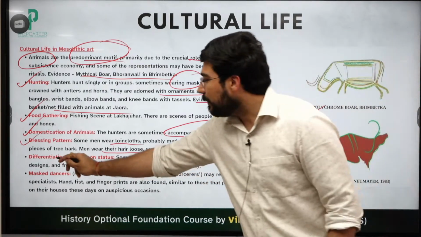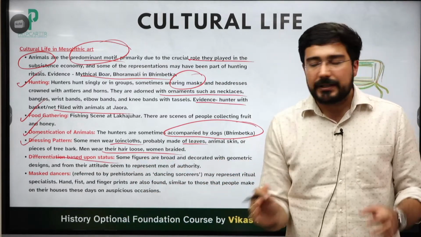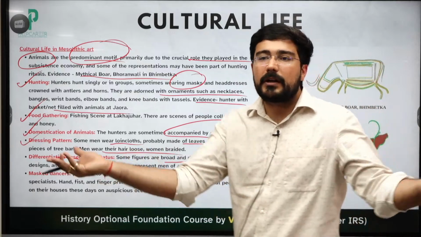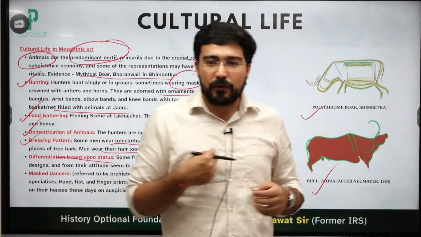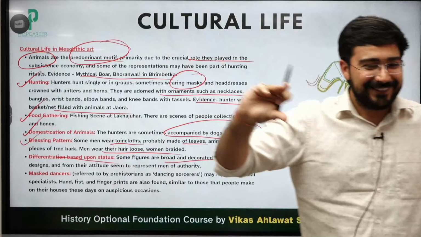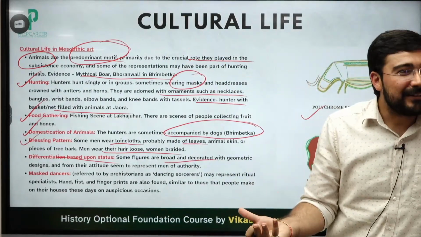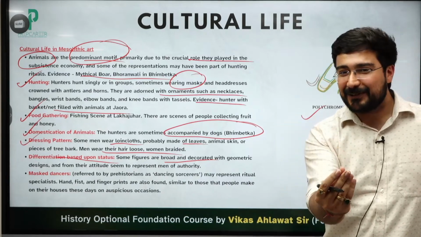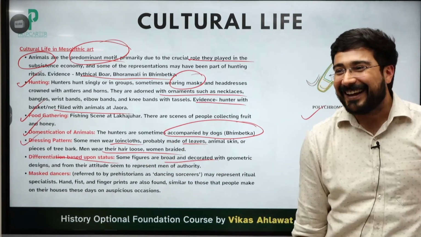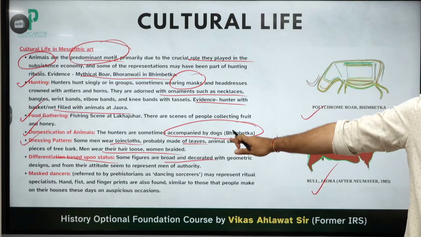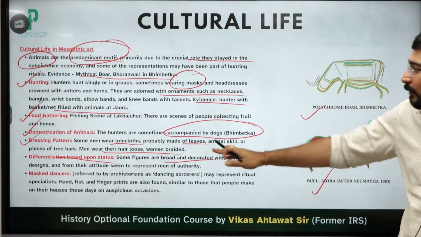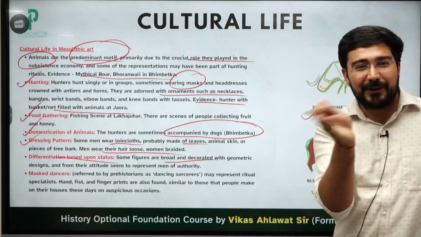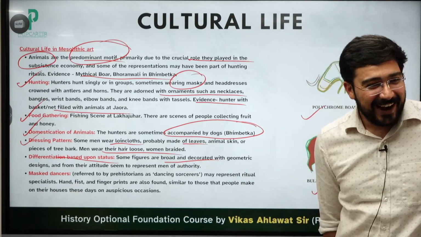Then differentiation based upon status. This is what I talked about. Some figurines are broad and decorated. Like suppose we are a tribe, for those who are influential, take my photo nicely, and everyone else will be taken in one go. This is what is going to happen. It happens, right? Like with your good friend you take the photo carefully, and everyone else together. So the same thing may have happened to them also: the most influential got a nicely made figure, and everyone else was like matchsticks, 1 2 3 4 5, end of story.